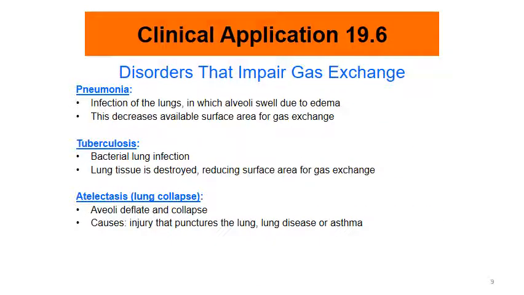Other disorders here, pneumonia. Pneumonia is just infection of the lungs. It could be caused by bacteria or viruses. The alveoli end up swelling as a result. Tuberculosis is a bacterial lung infection, know that. Here the lung tissue gets destroyed. And atelectasis, or the lung collapse. So here the alveoli deflate and collapse. It's usually because the lung is punctured.